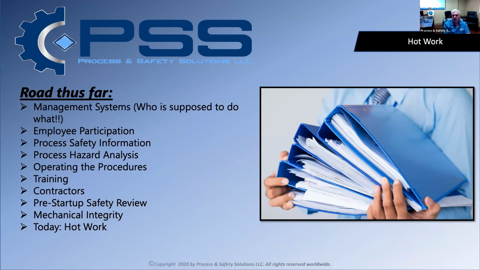So just to give us a little background on what we've done thus far. I'm not going to spend a whole lot of time on this today, but we went through management system, basically who is supposed to do what. We've talked about employee participation, process safety information, and how important that is. We talked about the process hazards analysis, and obviously it comes after PSI, so making sure your process safety information is correct, current, and accurate is a vital piece of your PHA. We talked about operating procedures, training, contractors, pre-startup safety review. Last week we talked about mechanical integrity, and of course today is hot work.